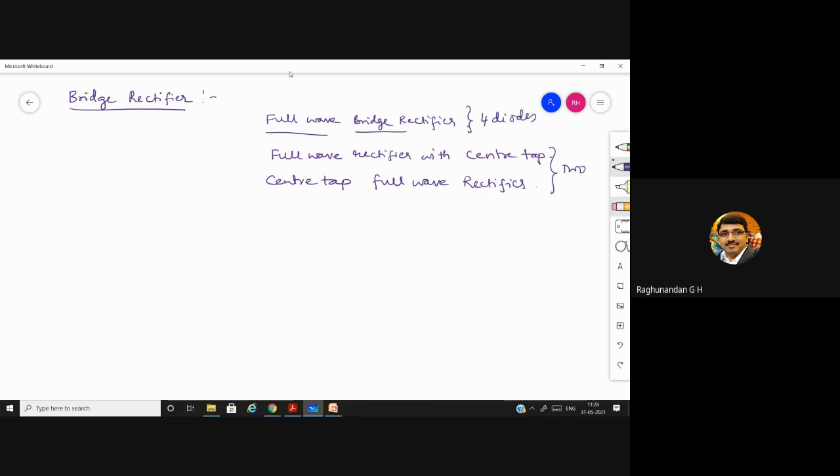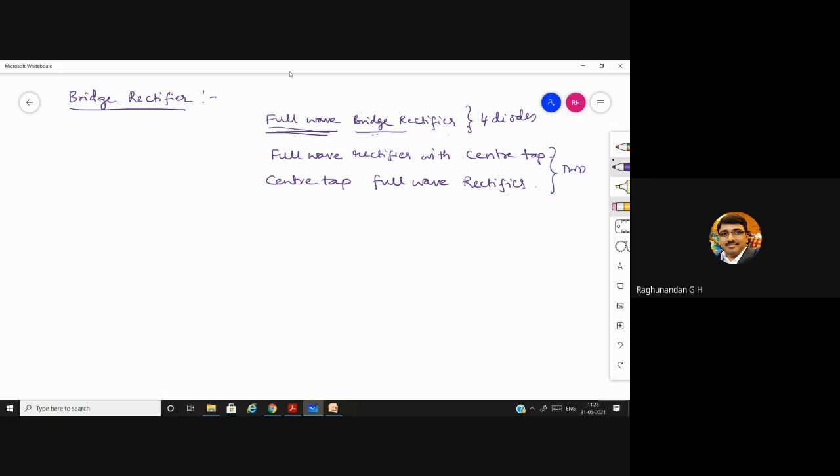Don't get confused. This is the major confusion you'll have, and purposefully in the question paper, they'll give it like this: full wave bridge rectifier. Actually, it is not wrong to ask like this. It is correct, because the bridge rectifier is also a type of full wave rectifier only. So they ask for a full wave bridge rectifier, and since you see the first two words, you start writing two diodes. So don't do that.